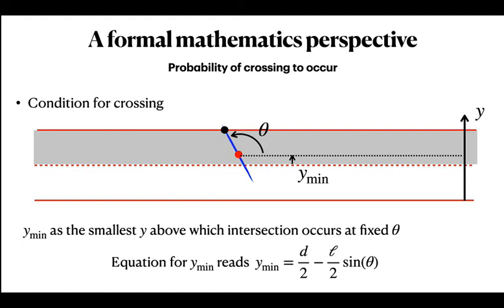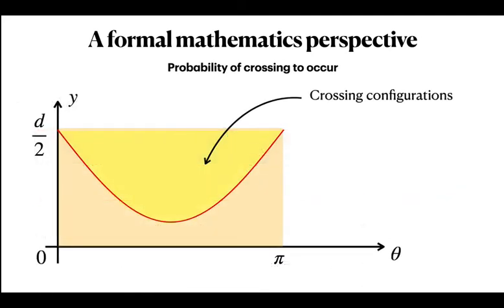Okay, one way to look at this is that the y coordinate of the black spot here is, on the one hand, d over 2, because it's on the red line. But it can also be written as y mean plus L over 2 sine theta, by definition of y mean. So now what we get in the end is that any y larger than y mean is going to be a crossing configuration. For any value of theta, I can simply plot the region in yellow, which corresponds to a crossing configuration.